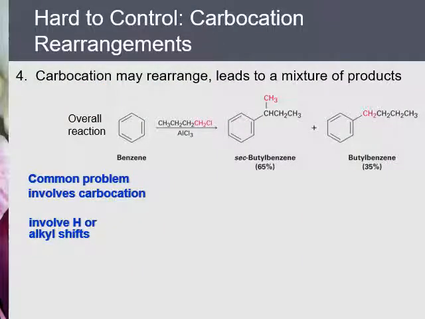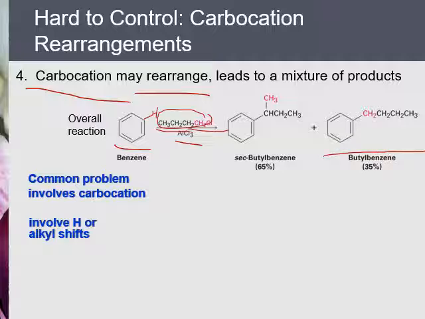Another problem of Friedel-Crafts alkylation reaction is carbocation rearrangement. For example, if you mix benzene with butyl chloride and catalyst aluminum chloride, you would expect that one hydrogen is replaced by the butyl group to form butyl benzene. However, only 35% is produced. 65% is another product called secondary butyl benzene.